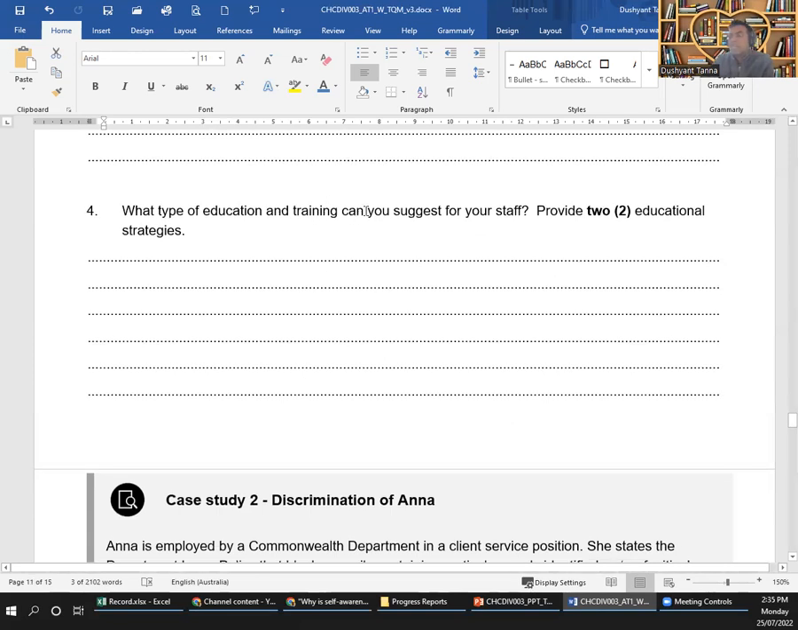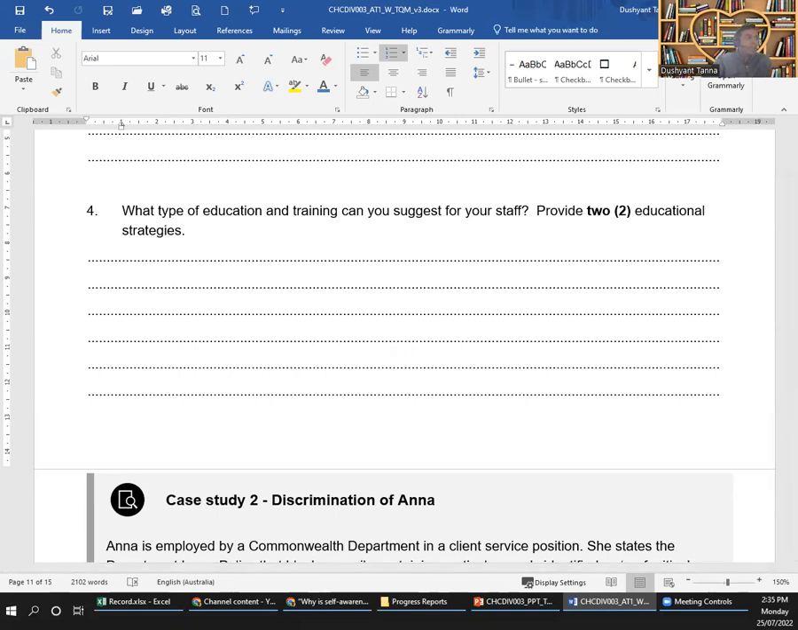Next, what type of education and training can you suggest for your staff? Tips around two education strategies. Any insight on that?